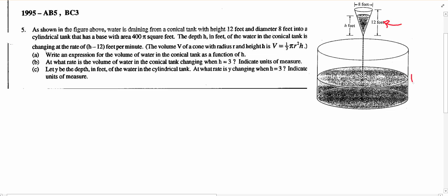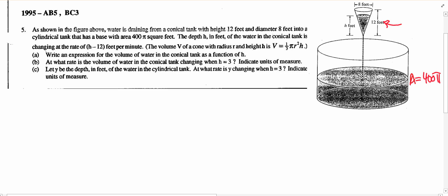cylinder tank is equal to 400 pi square feet. No, it's area, you're right. So the area of that, with a base where the area is 400. We don't know how tall this thing is, but anyway, let's see what we need to figure out.